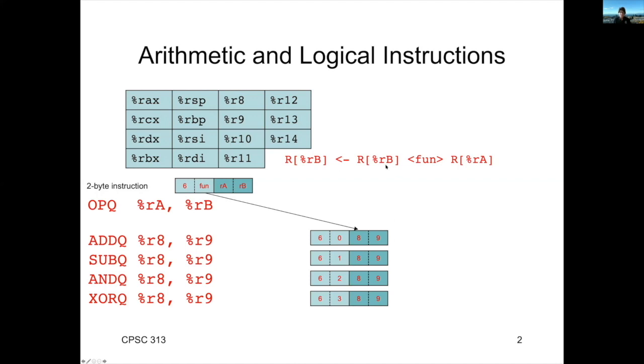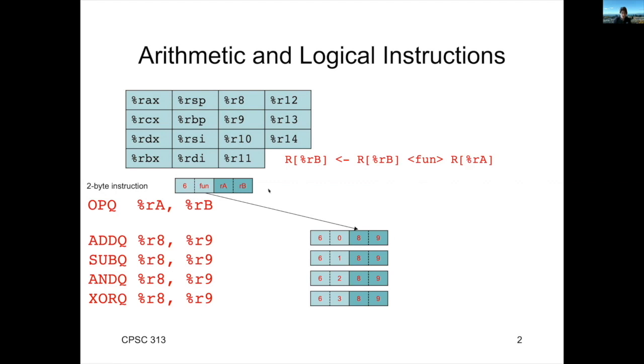We're going to specify 2 registers, RA and RB. And the semantics of the instruction are that we're going to take RB, i.e. the value in the register file corresponding to the register RB, apply the function that we're doing to another operand, RA, and we're going to take that result and put it in RB.